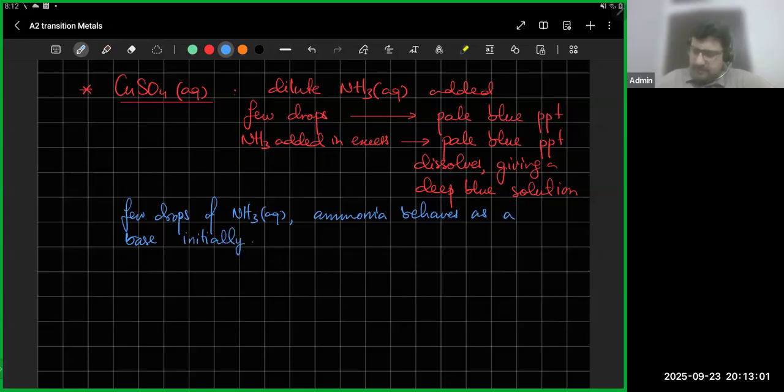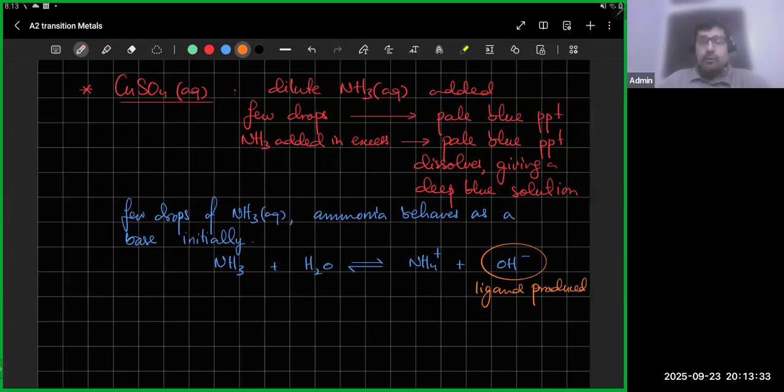So your ammonia comes in, and instead of acting as a ligand, it actually starts reacting with water. And when it reacts with water, and again, that's a reversible reaction, it becomes NH4+ and OH-. So the same ammonia ends up producing the OH ligand. The ammonia basically turns into ammonium ions, and instead you get an OH ion produced.